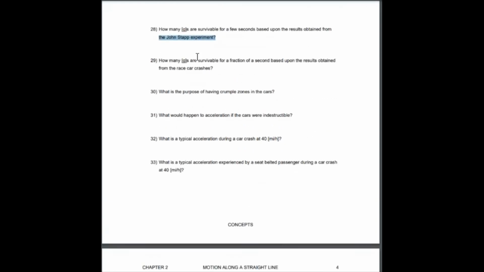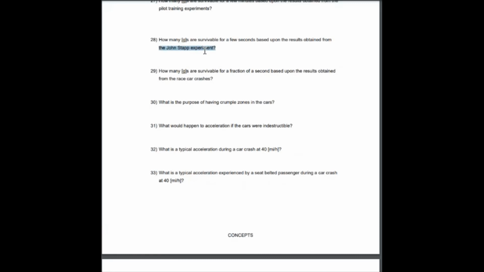All right, so the John Stapp experiment was conducted between 20 to 25 Gs. That range is considered survivable. For a fraction of a second, based on the data obtained from race car crashes, you can survive up to 100 to 140 Gs under extreme constraints, guys, under extreme constraints. You have to make sure that you have head and neck protection for something like that, or else if you don't have a proper constraint, you can snap your neck.